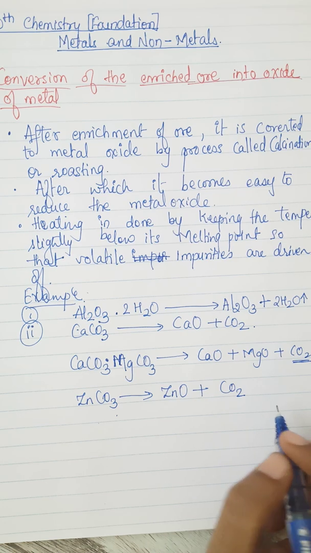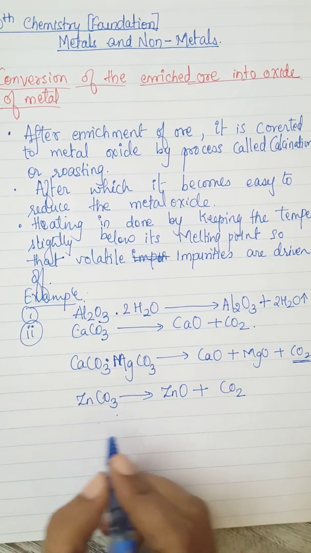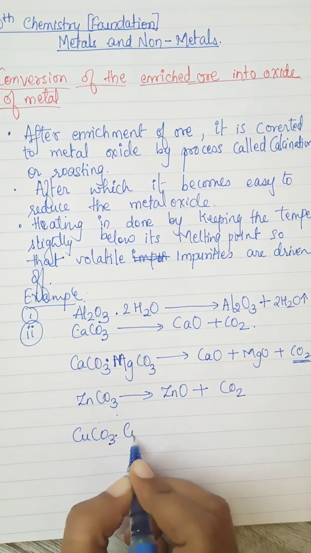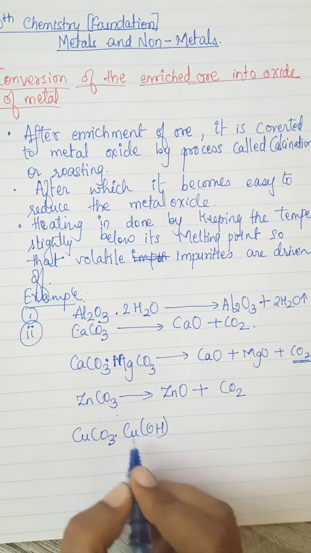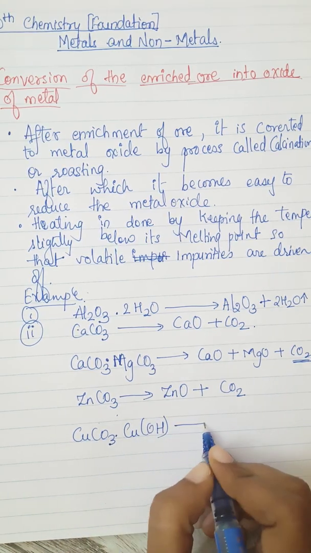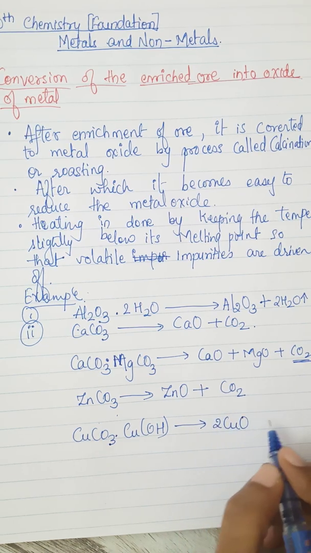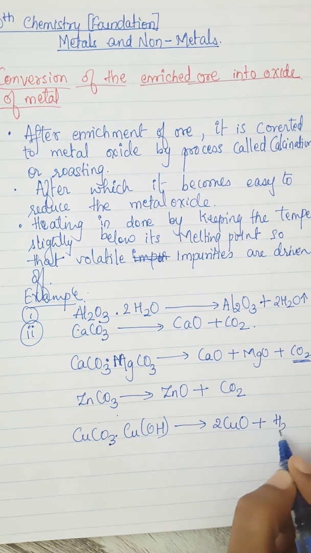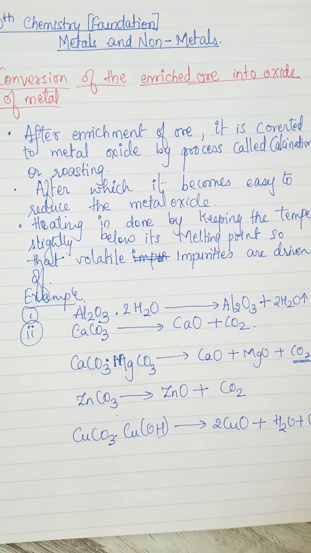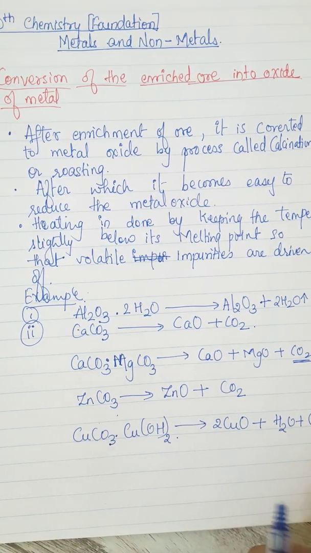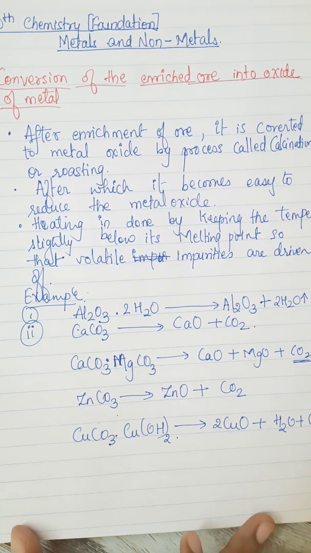Okay. Then you have cupric carbonate, copper carbonate. So we have CuCO3·Cu(OH)2. To this also, on heating it is going to release 2CuO plus H2O plus CO2. So basically this is what is happening.